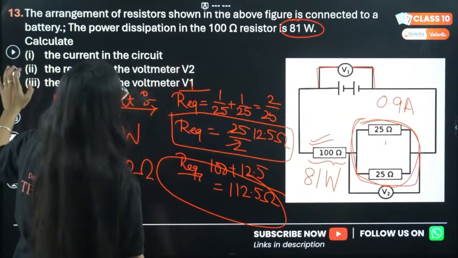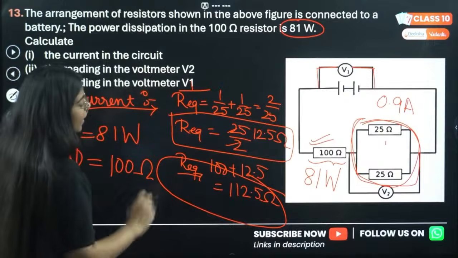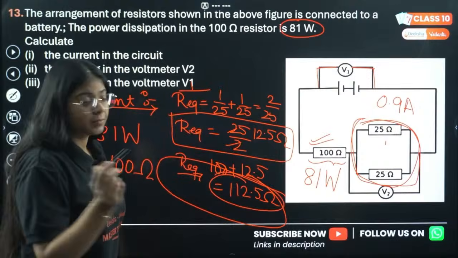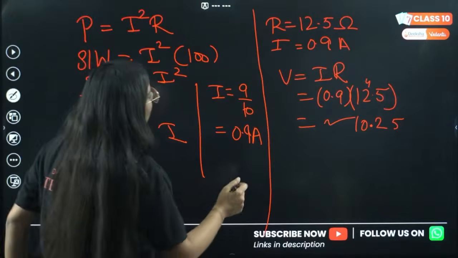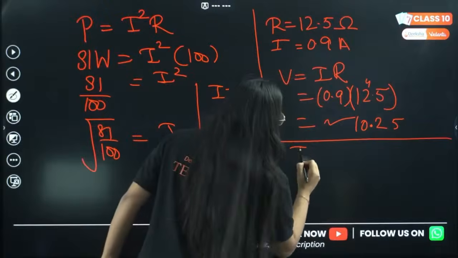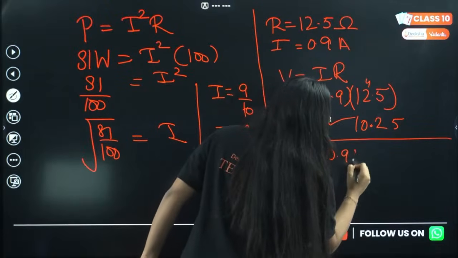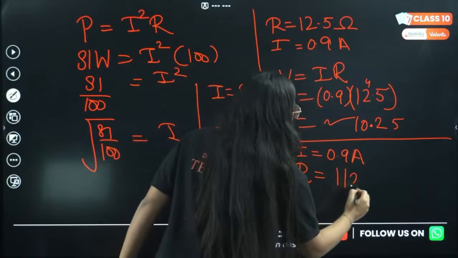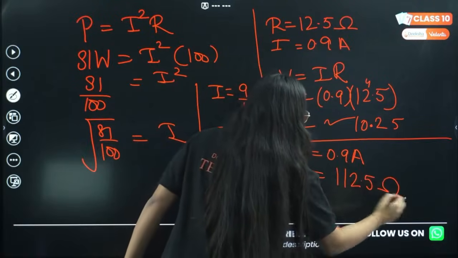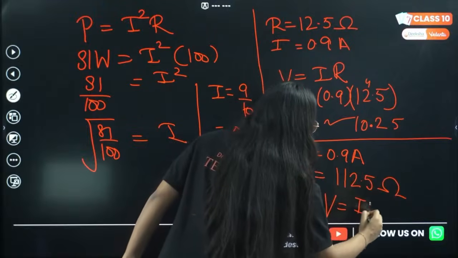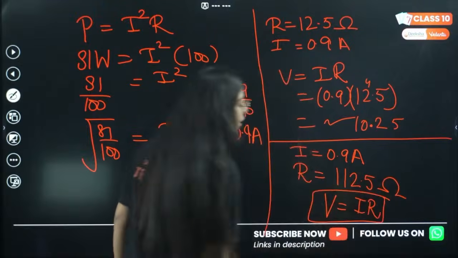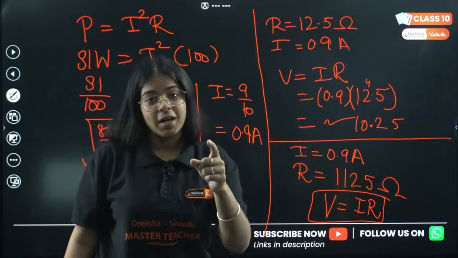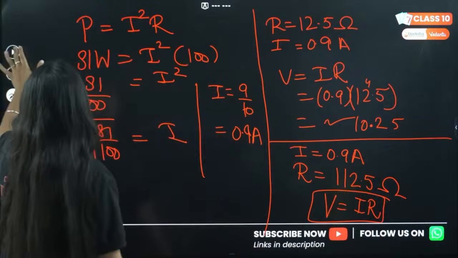So what I have to do is find the equivalent resistance, which is 112.5 ohm. Again, that is why we calculated this. So I have the current now. Current is 0.9 ampere. Equivalent resistance was 112.5 ohm. Now using Ohm's law, V equals IR, can I easily calculate the voltage? Comment down your answers of what the voltage will be, okay?